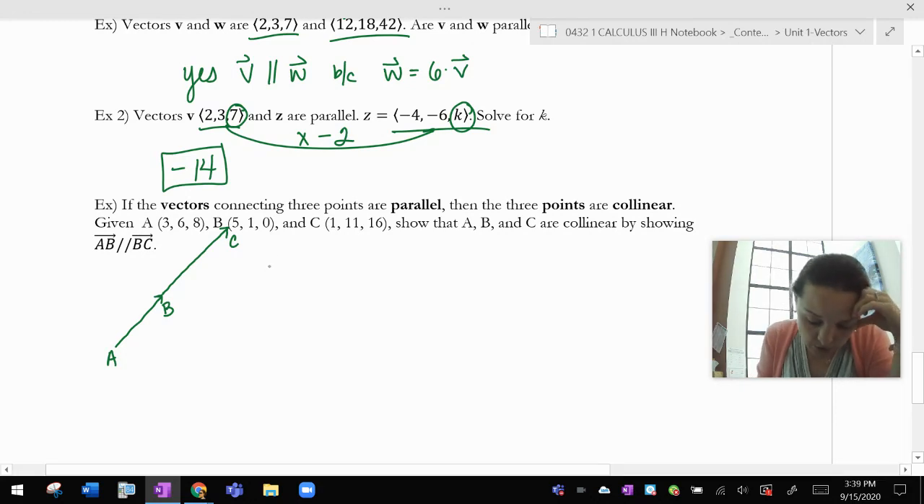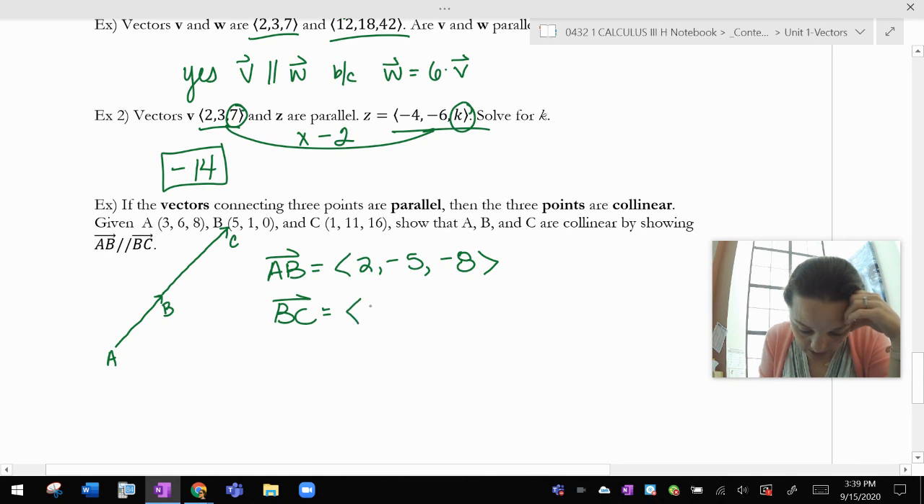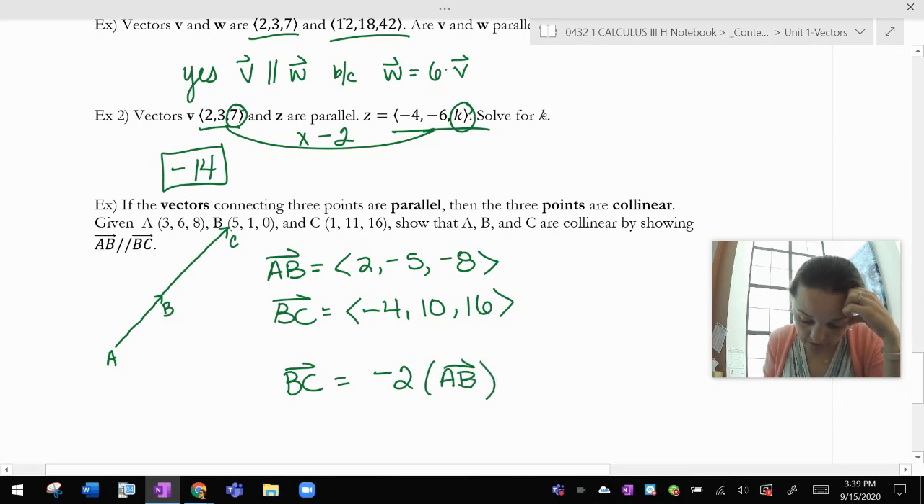So AB, the vector, is (2, negative 5, negative 8). And BC, the vector, is (negative 4, 10, 16). And it sure looks like BC is equal to negative 2 times AB. Therefore, AB is parallel to BC, and A, B, C are collinear.